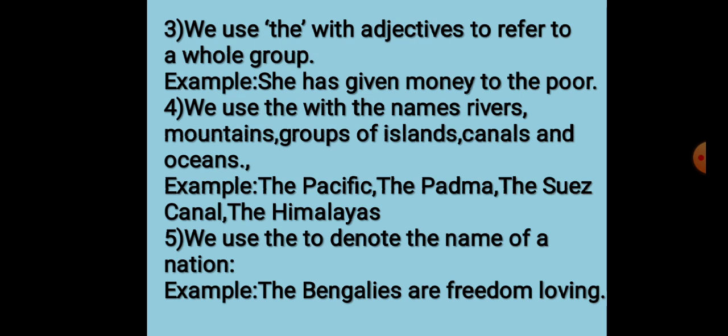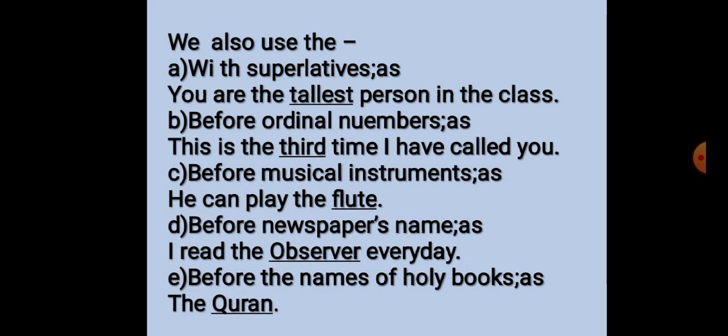We use the with adjectives to refer to a whole group. She has given money to the poor. We use the with the names of rivers, mountains, groups of islands, canals and oceans. For example, the Pacific is the name of an ocean, the Podda, the Suez Canal and the Himalayas. We use the to denote the name of a nation. For example, the Bengalis are freedom loving.